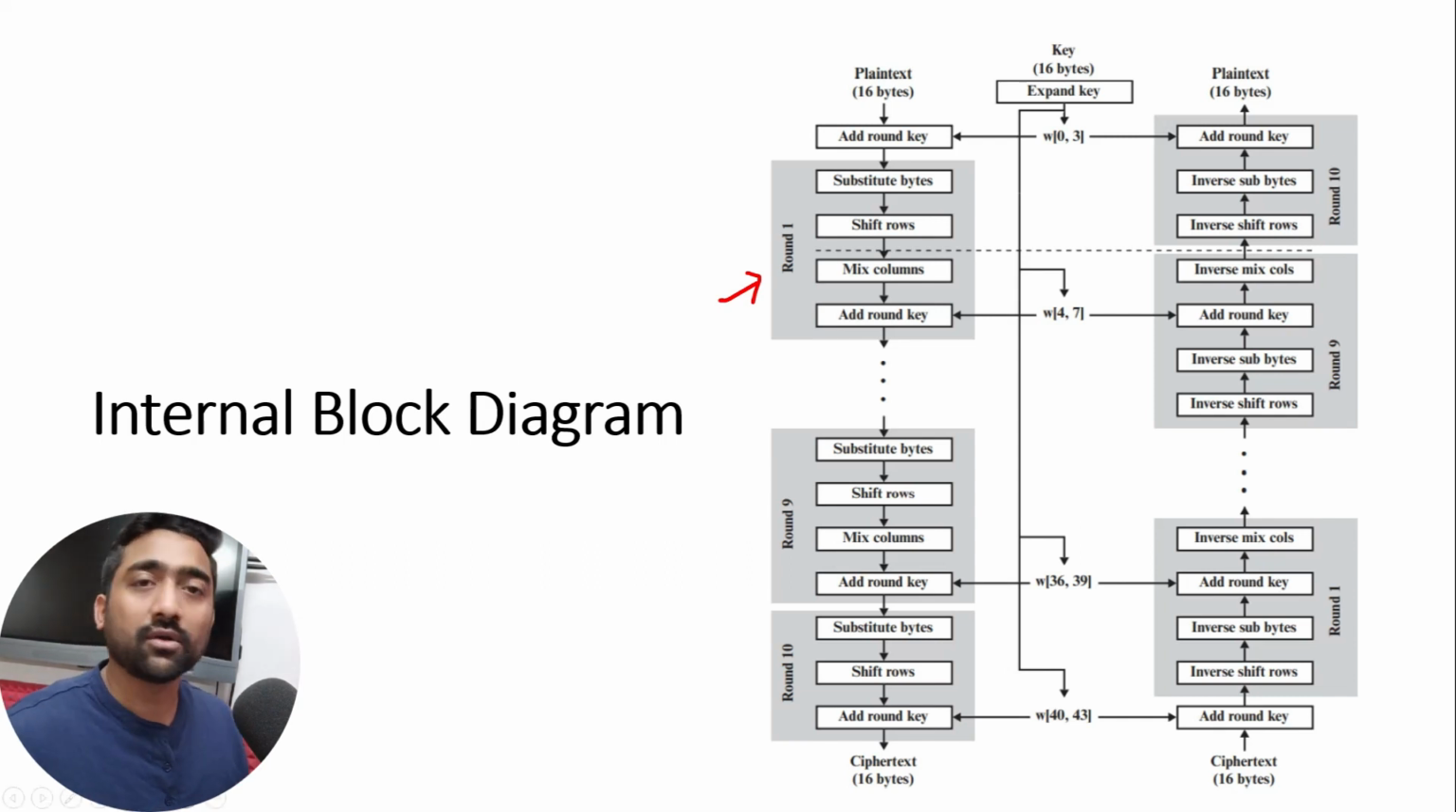हर एक round के अंदर कौन से वो 4 operations होते हैं till n-1th round, that is 9th round, हम वो सारे operations one by one देखेंगे.